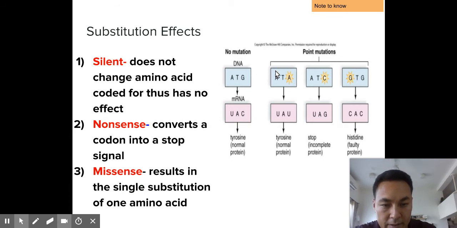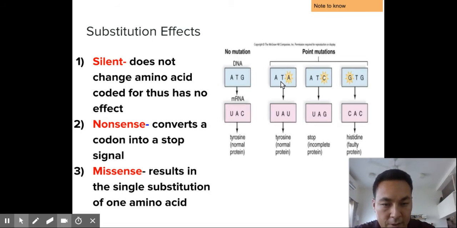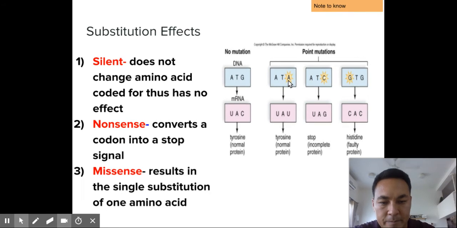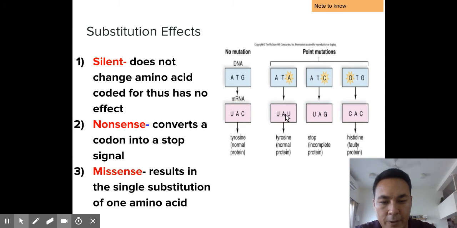Remember, this is a triplet. This is a codon. Each of these individual ones are nucleotides, and it becomes ATA. That's going to code for UAU, which still codes for tyrosine. So it didn't change the protein at all. That's called a silent mutation.